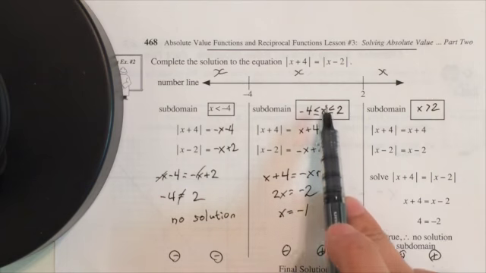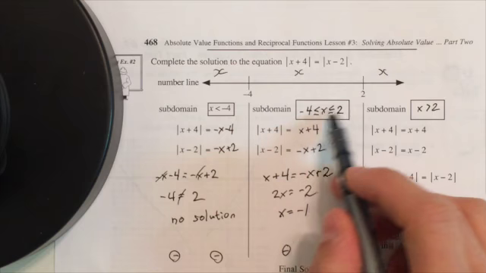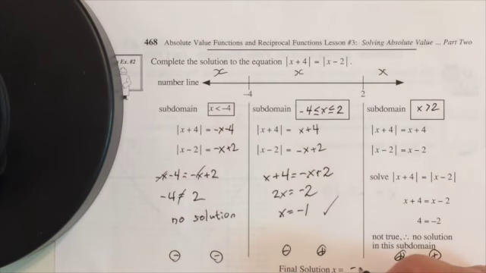Now, if I look at where my domain is, if I have x must be greater than or equal to negative 4 but less than 2, this indeed works, so my final solution is negative 1.